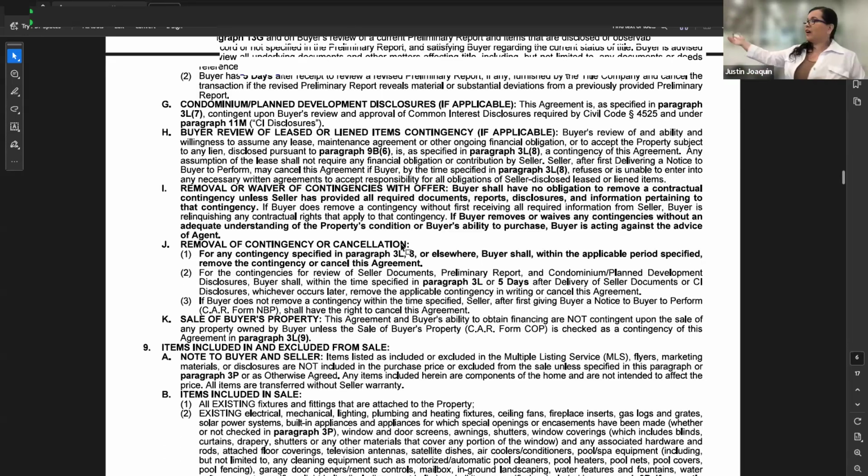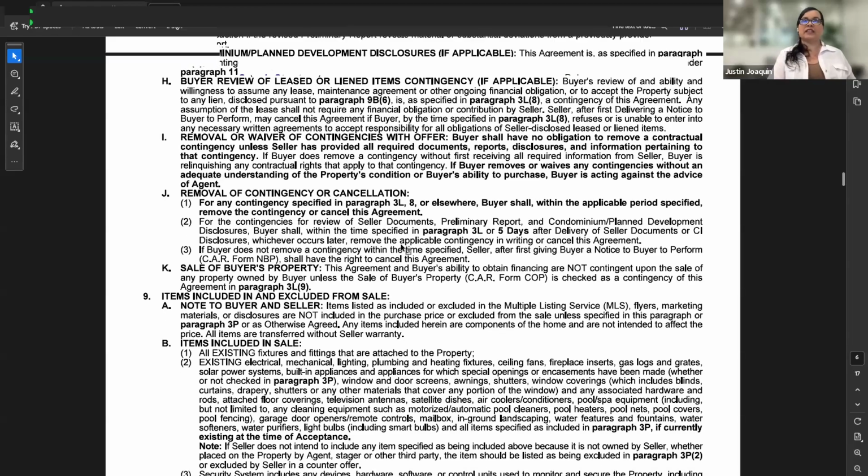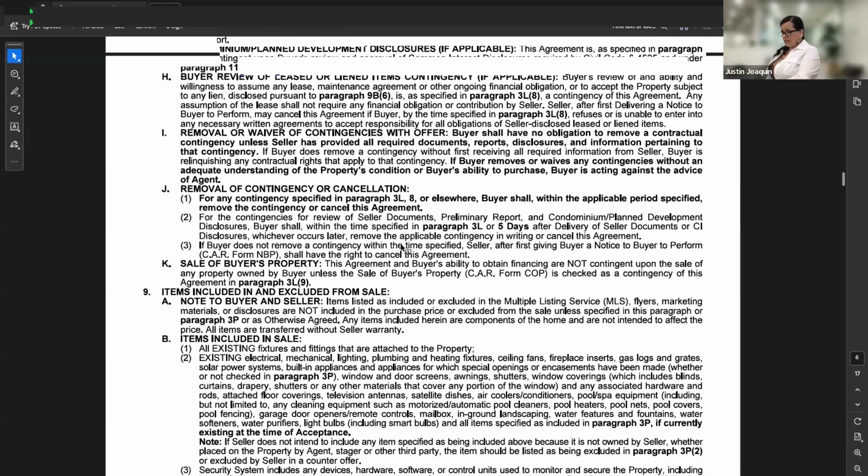G, condominium, those are the HOA docs, separate contingency. And we talk a little bit more about that in paragraph 11. H is the review of the leased or liened items. That comes up a lot, right? With solar panels, especially. What we want to emphasize in this paragraph is found right in the middle of that paragraph where it says any assumption of the lease shall not require any financial obligation or contribution by the seller. So it says, yeah, seller, you're disclosing it, right?